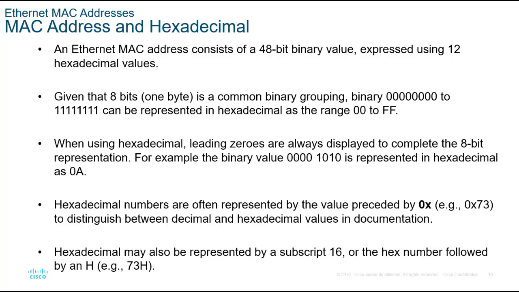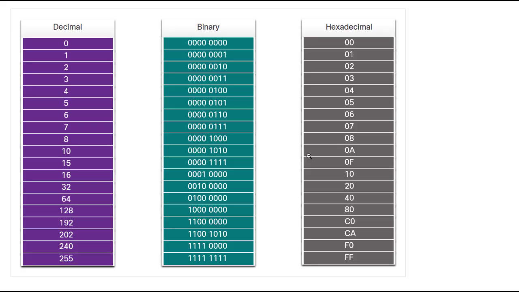Now it's time for a closer look at Ethernet MAC addresses. As a quick review, we've learned that IP version 4 network addresses use decimal, or base 10, and binary, or base 2 numbers, and that IP version 6 and Ethernet addresses use hexadecimal, or base 16 numbers, 0 to 9, and letters A to F. The Ethernet MAC address is 48 binary bits represented by 12 hexadecimal values. One 4-bit hex value for every 4 binary bits.